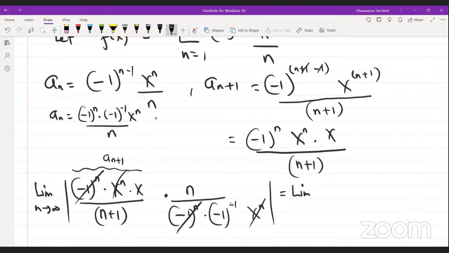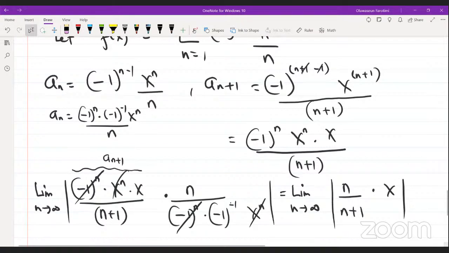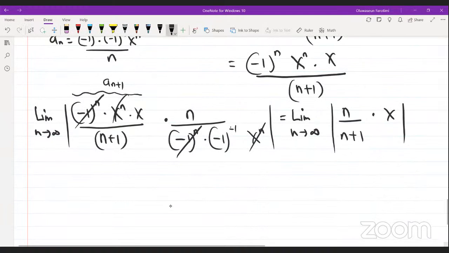So we have the limit as n goes large. Now, you are dealing with the absolute value, right? Keep that in mind. This negative has no say because the absolute value of a negative number gives you positive. So on the top, you have n divided by n plus 1 multiplied by absolute value of x. Because you have to remember what remains: n divided by n plus 1 is always positive, so I can drop the absolute value around that, okay?